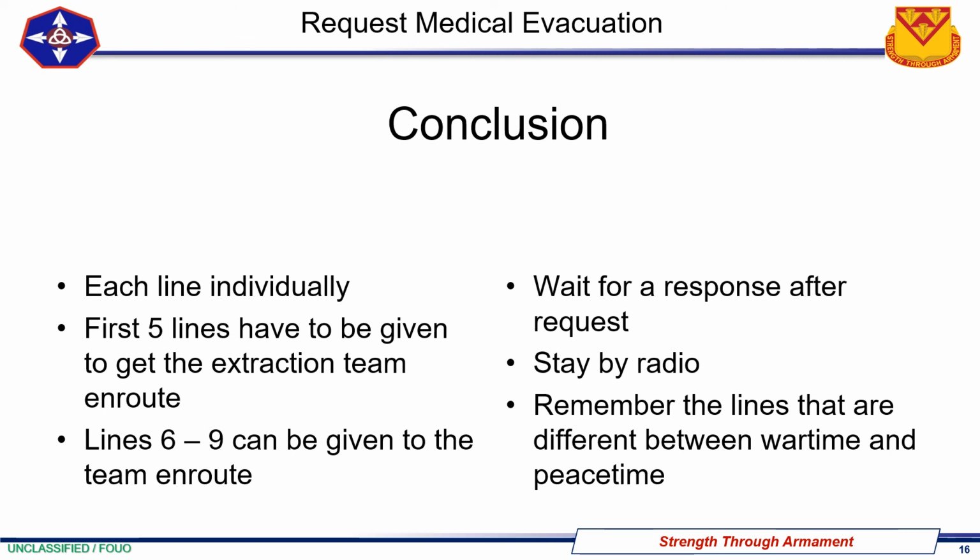To conclude, we went over each line. The first 5 lines have to be given to get the extraction team en route. Lines 6 through 9 can be given to the team while they're en route. Wait for a response after the request. Stay by the radio, and remember that some lines are different between wartime and peacetime.